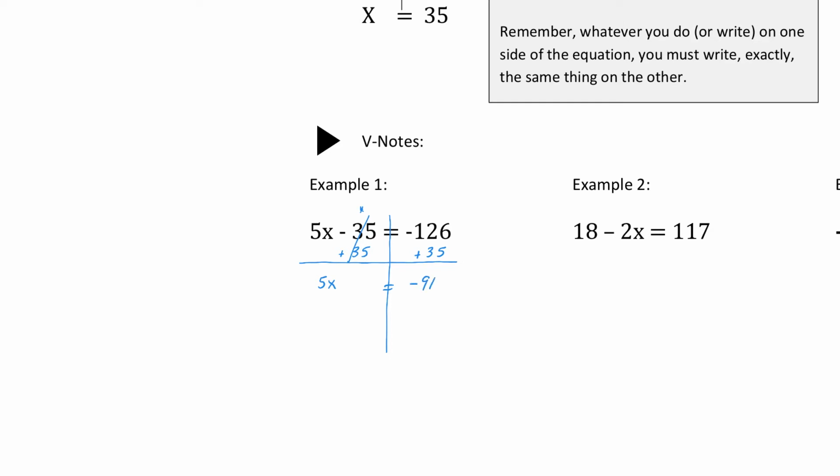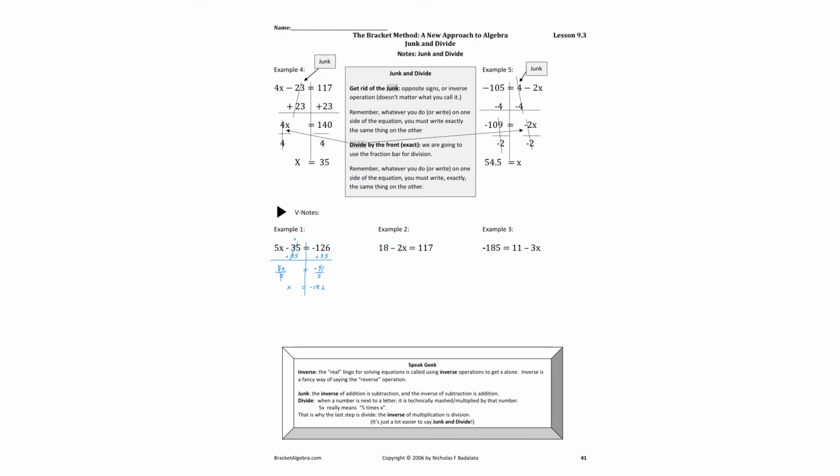Okay, so our first step is always junk, and then the second word out of our mouth is divide. So whatever's in front of the x, fraction bar 5, fraction bar 5. And again, we let our calculator do the work. Negative 91 divided by 5 is negative 18.2. Two words, junk and divide. All right, let's take a look at example 2.